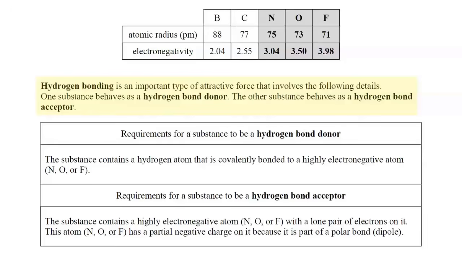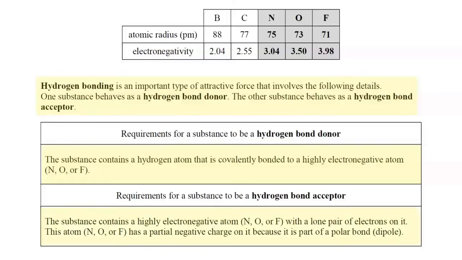So what are the requirements for a substance to be a hydrogen bond donor? Well, the substance must contain a hydrogen atom that is covalently bonded to a highly electronegative atom, and the atoms are nitrogen, oxygen, or fluorine. What are the requirements for a substance to be a hydrogen bond acceptor?